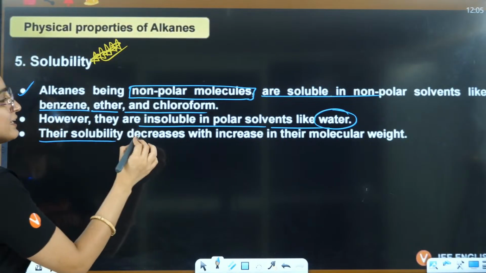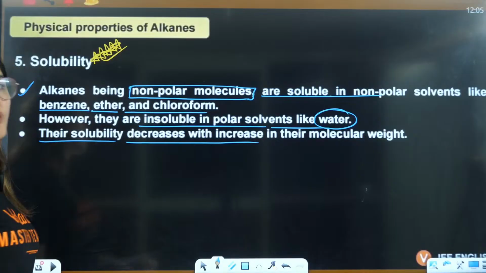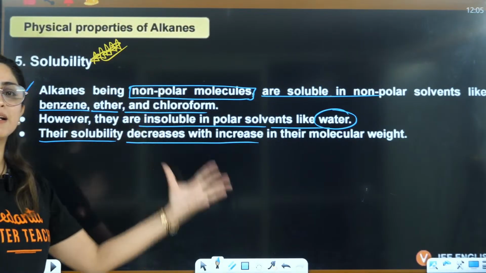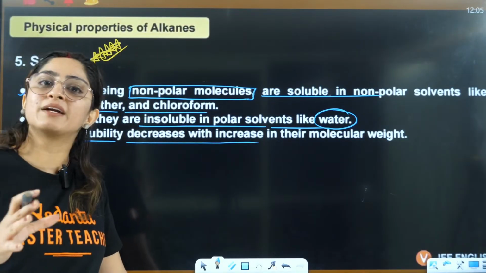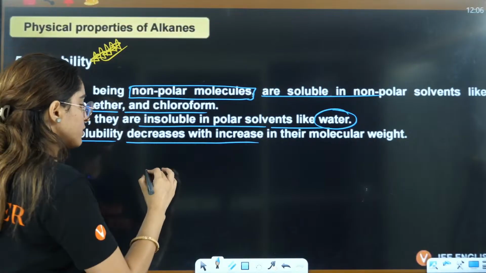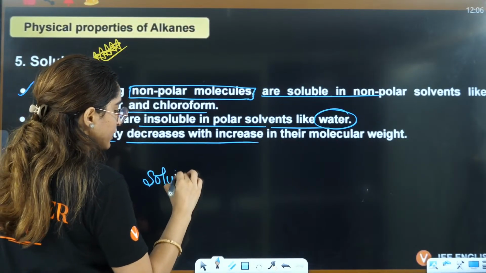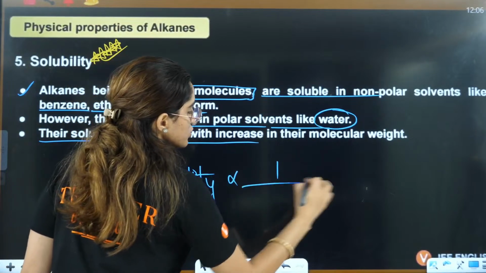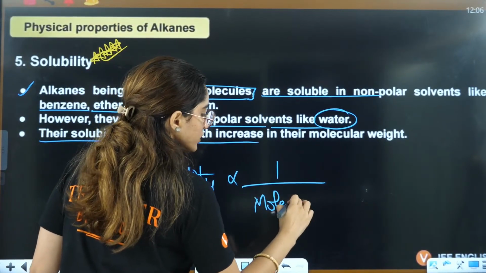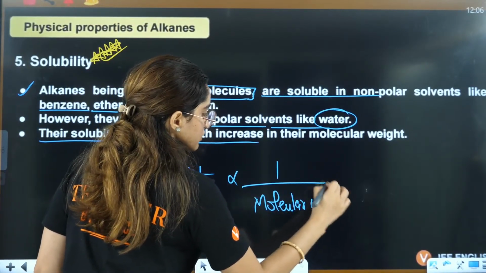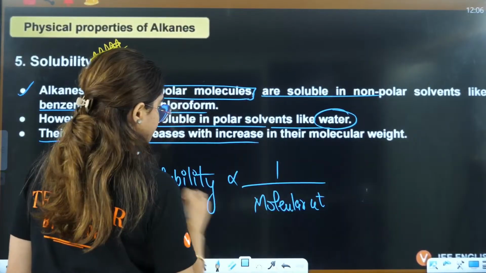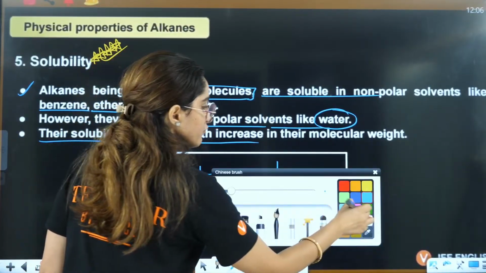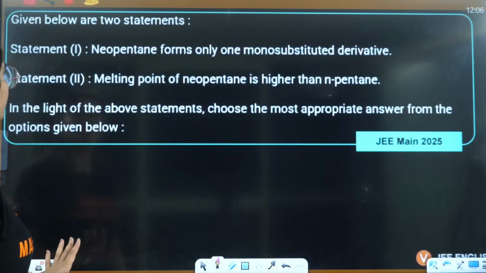The solubility decreases with increase in their molecular weight. The more the molecular weight, the more the solubility is going to decrease in this case. So I will just write directly, solubility is inversely proportional to molecular weight. Okay, everybody, that is going to be there.